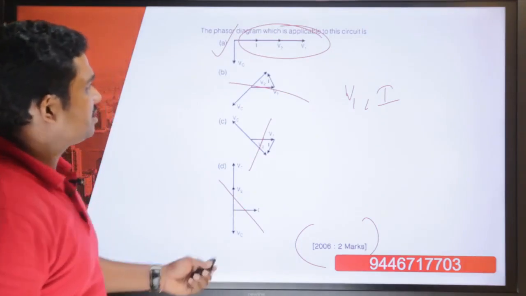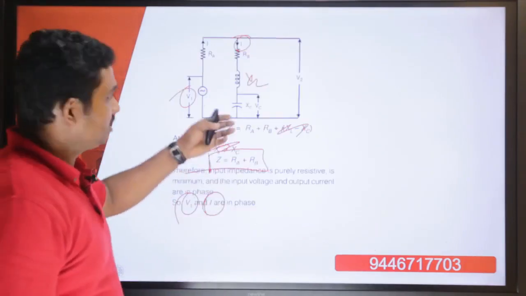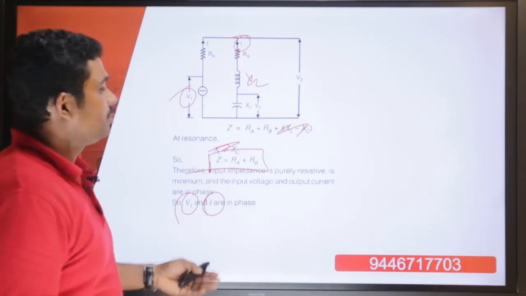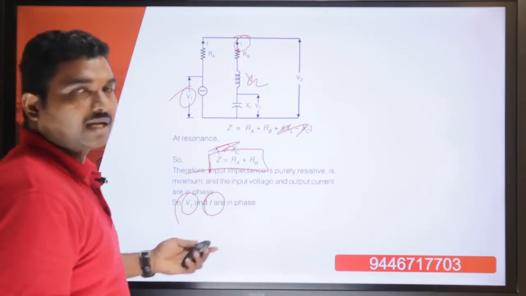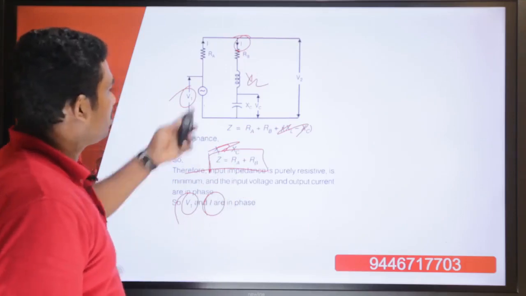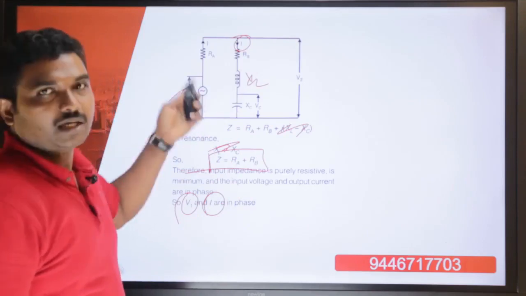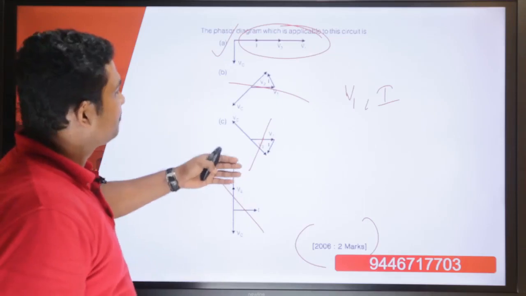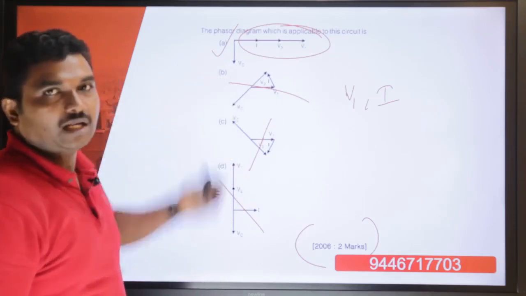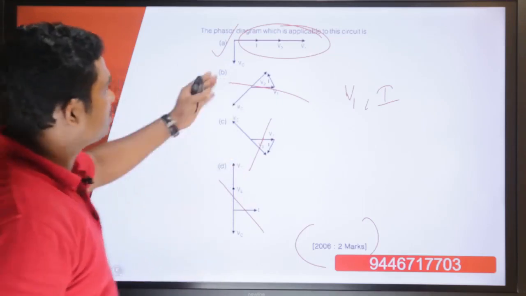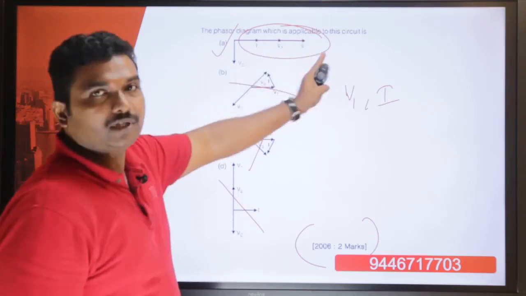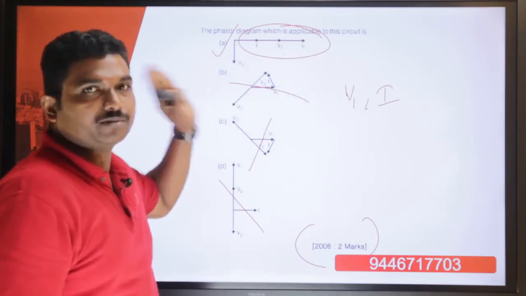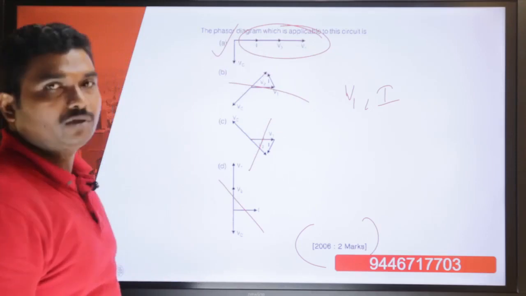So actually there is no need of doing this much of a problematic part, because when the condition is given as resonance, you have to always remember that the voltage and the current are in phase. So you will have to check for the diagram in which the voltage and the current are acting in phase. From that itself you will be able to see that the voltages and the currents are in phase for option A only. So we will have to go with option A.